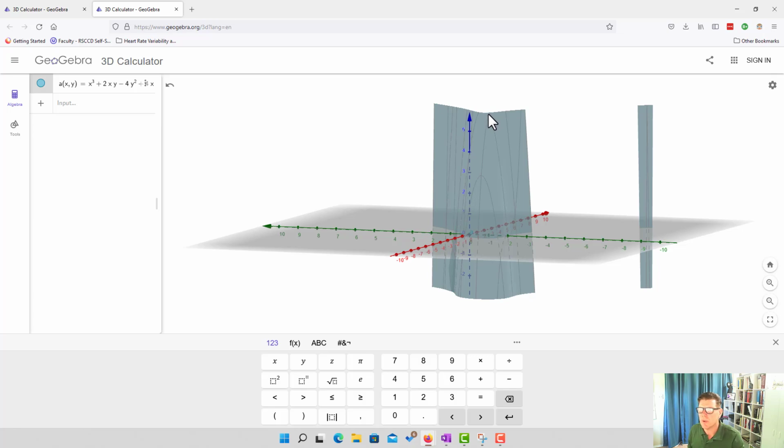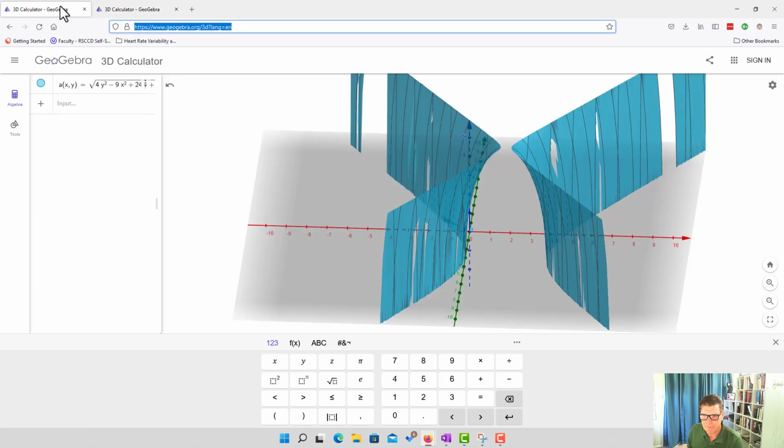Now the question is whether or not that actually is a maximum or a minimum. We're not sure yet, okay? We're going to need some machinery in order to actually be able to figure that out. If you want to see one where it's even harder to figure out by the graph, here's that other one where we had the square root of 4y squared minus 9x squared plus 24y, etc.